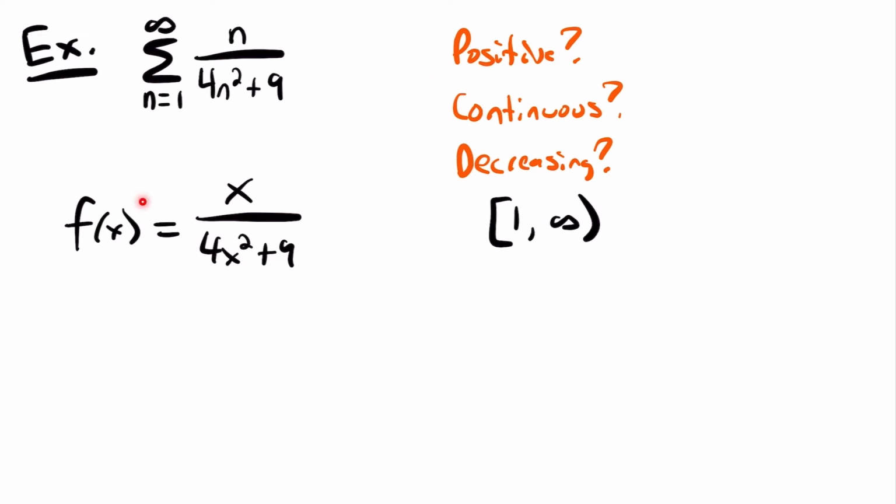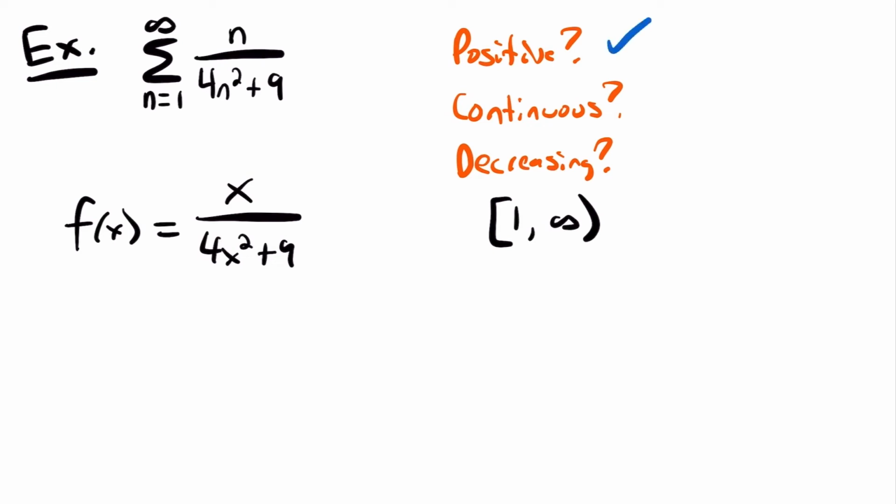Is this function positive? If you look at this function, in the numerator we have just x, but remember, x can only be positive values from 1 to infinity, and so the numerator is always going to be positive. And in the denominator, we have 4 times x squared, and x can only be a positive value, so if we're squaring it, that's always going to be positive. Then we're just adding 9, we're not subtracting anything, so this denominator will always be positive. This function is going to be positive for all the values of x on our interval.